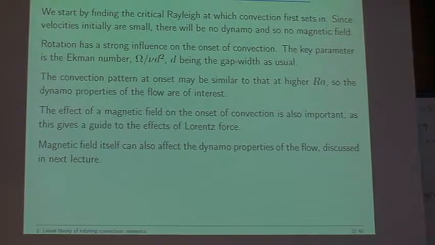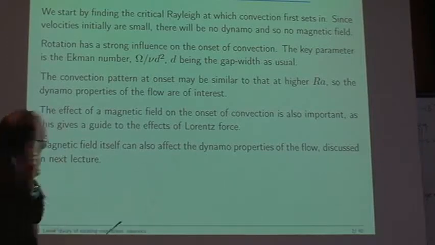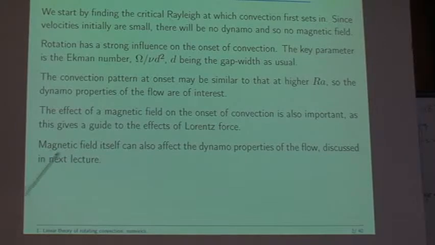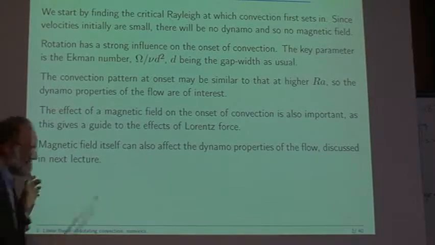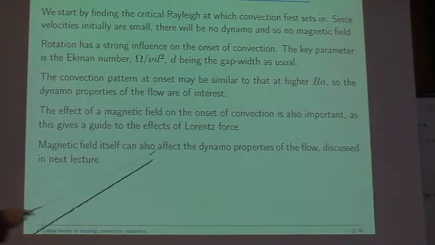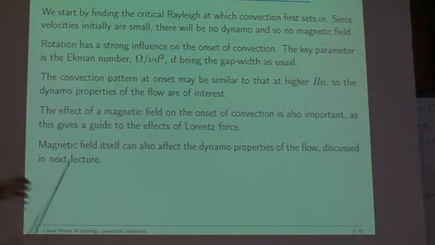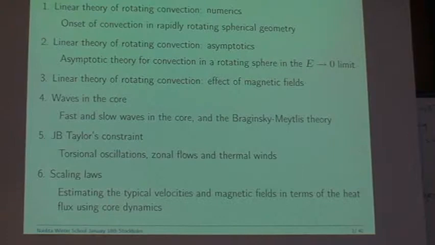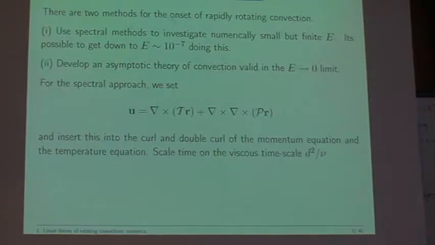The effect of a magnetic field on convection is also very important, because that gives you a guide as to when the Lorentz force is going to come in and what it's going to do. And as we'll see, particularly in the final lecture, lecture 4, the magnetic field itself can strongly affect the dynamo properties of the convection and lead to subcriticality and all sorts of rather complicated things like that. That will be discussed in the final lecture I'm giving.